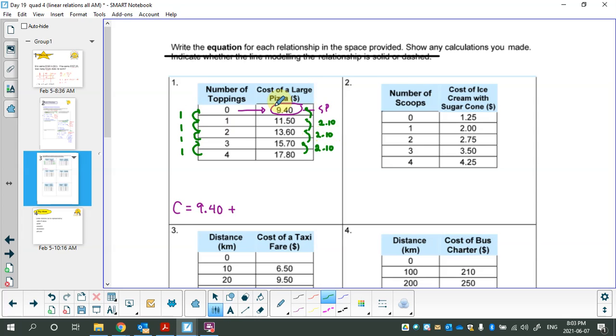This one has to work or it doesn't count. Whew, it does. So the rate of change for this question, remember it's right over left, so that's $2.10 divided by 1, which is $2.10. And that is the per, it's $2.10 per topping.